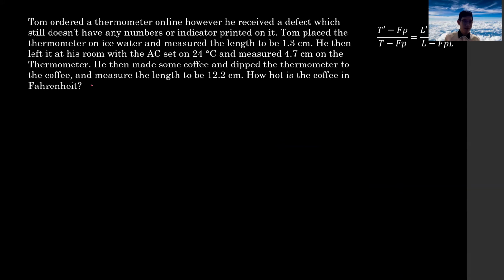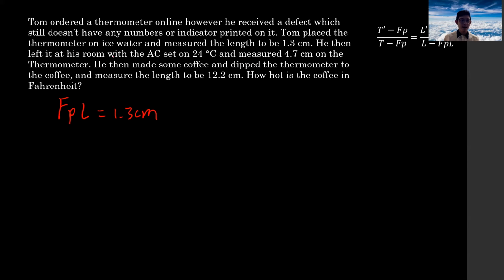Next, a little bit more tricky. It's a long question. Tom ordered a thermometer online. However, he received a defect which still doesn't have any numbers or indicators printed on it. Tom placed the thermometer in ice water and measured the length to be 1.3 centimeters. So in ice water, that means it's at the freezing point. So freezing point length is 1.3 centimeters.